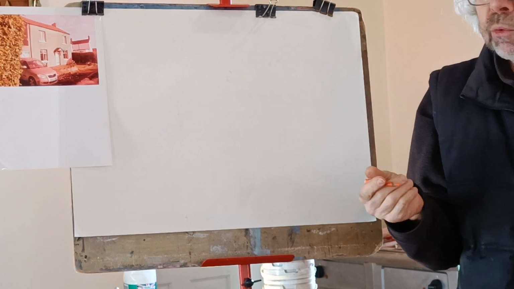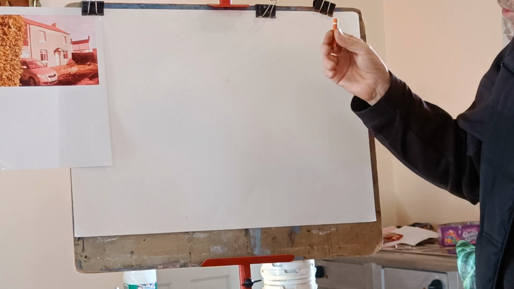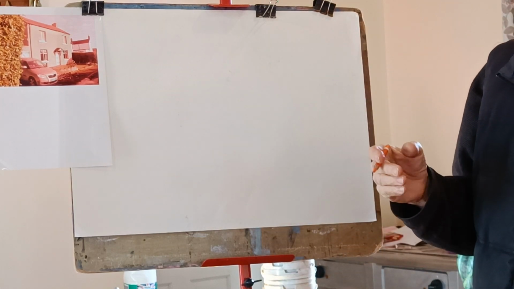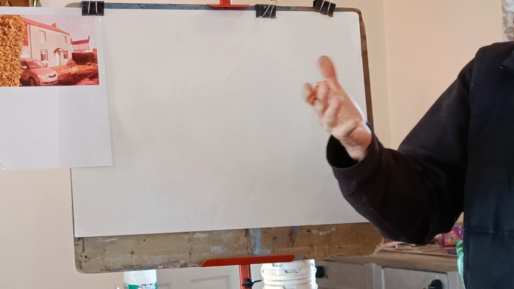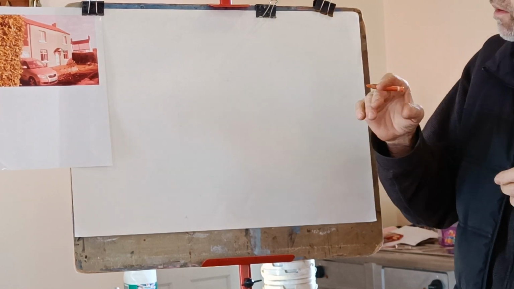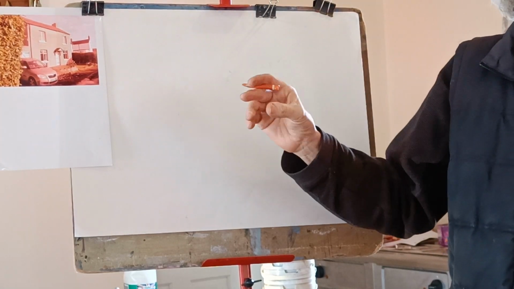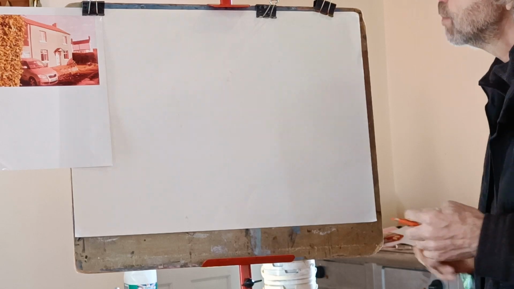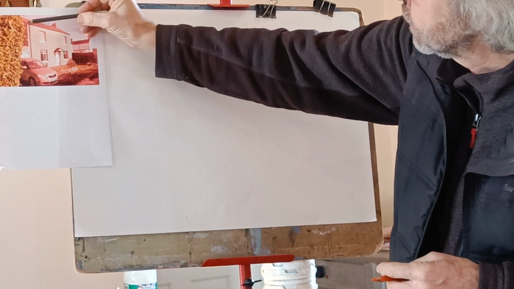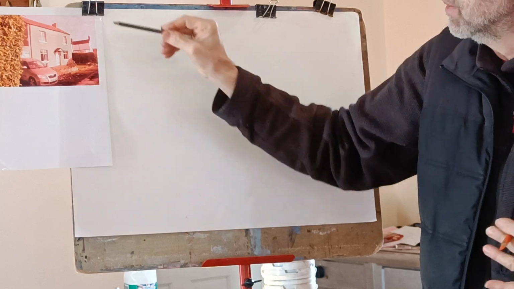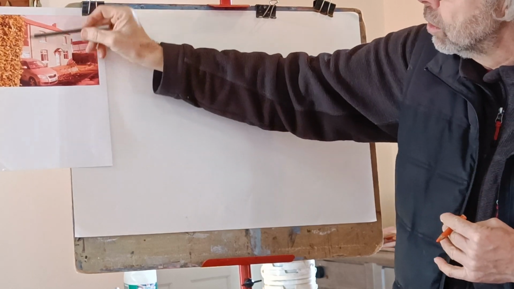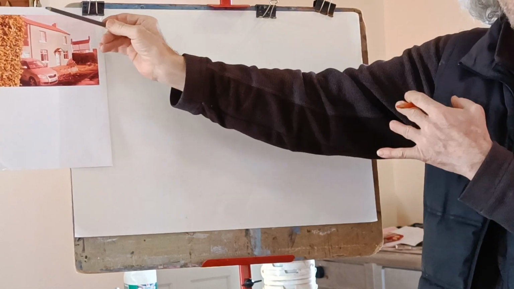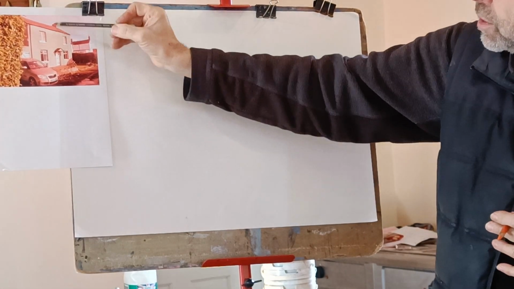Probably a lot of you will be familiar with this already, but with perspective, the basic idea is that things that are close to you are going to appear bigger or longer, and things that are further away are going to appear smaller or shorter. So in this case, if I was drawing this building, this edge here is a lot closer to me than this edge, so that appears a lot longer. These windows here appear bigger than these windows because they're a bit closer to me.